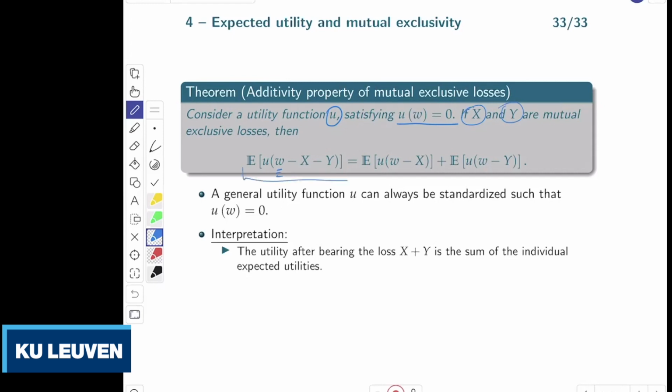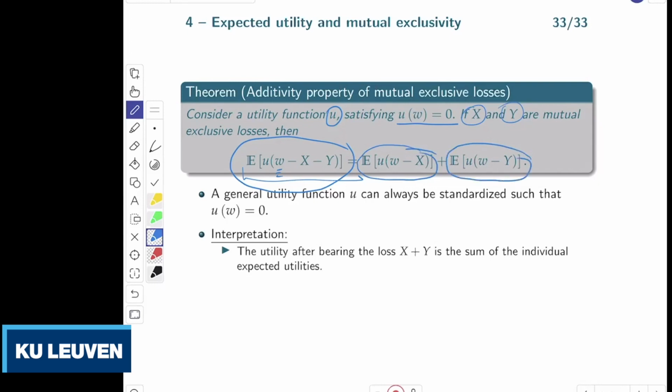So this would be the expected utility when you have X your car loss and Y your home. Right? You are suffering X and Y at the same time. Then this is your expected utility when you suffer both losses at the same time, and we can prove that you can write this expected utility as the expected utility when you suffer X plus the expected utility when you suffer Y.